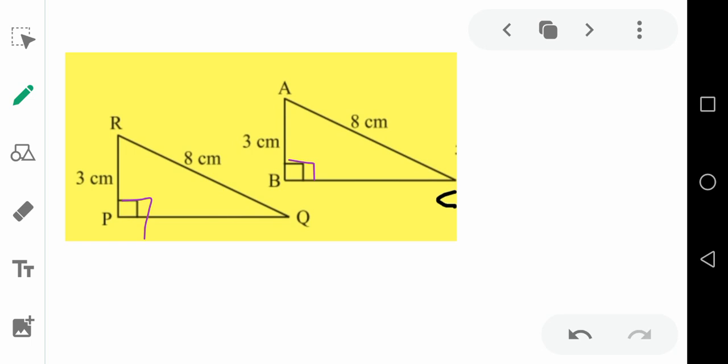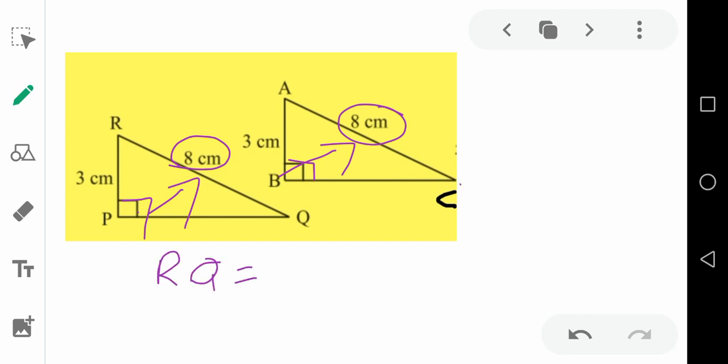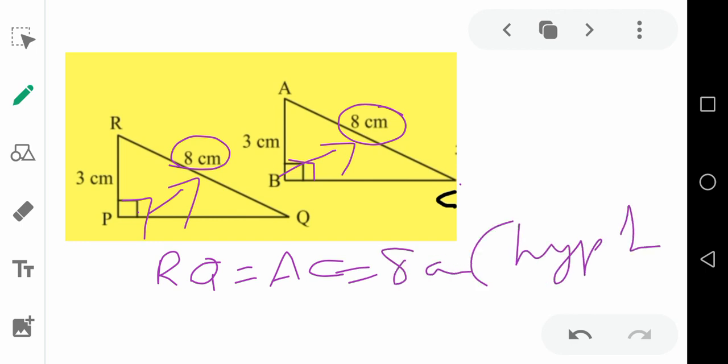Now we will go for the hypotenuse, the side opposite to the right angle. Which is the side opposite? Here we have 8 centimeter. Here also it is 8. So RQ is equal to AC, and that is equal to 8 centimeter. It is the hypotenuse, so we got the hypotenuse equal.